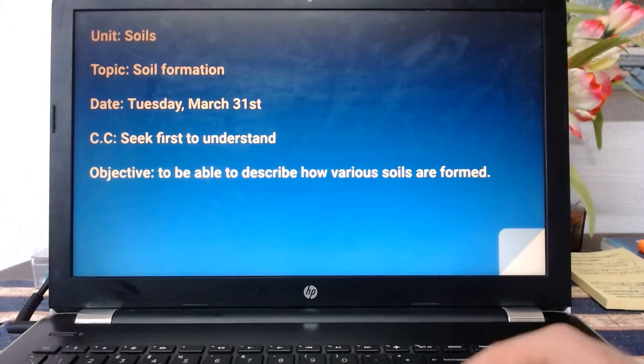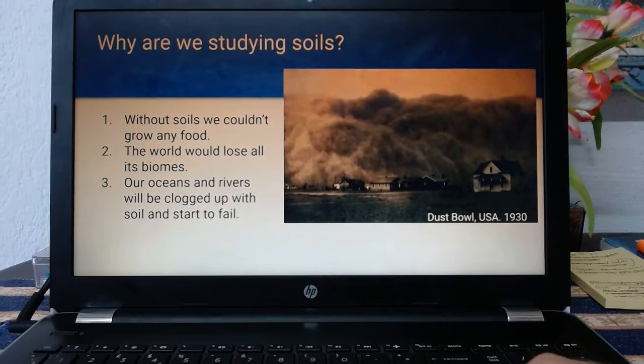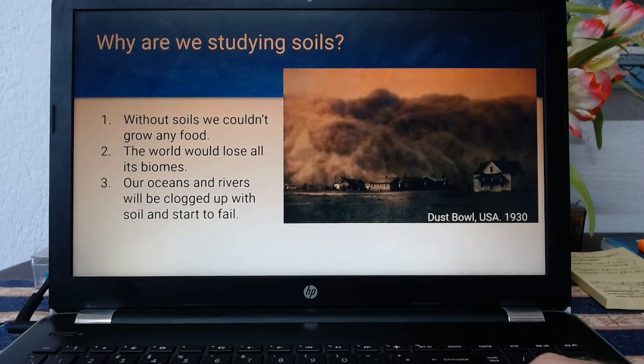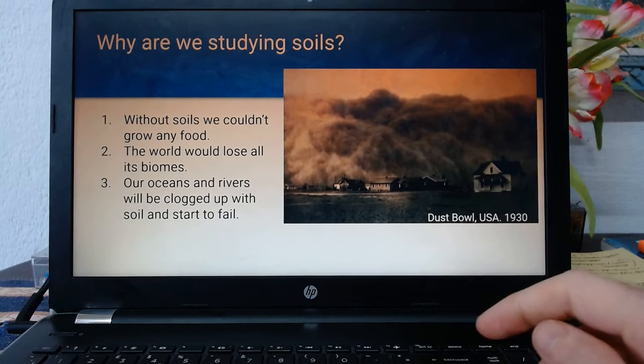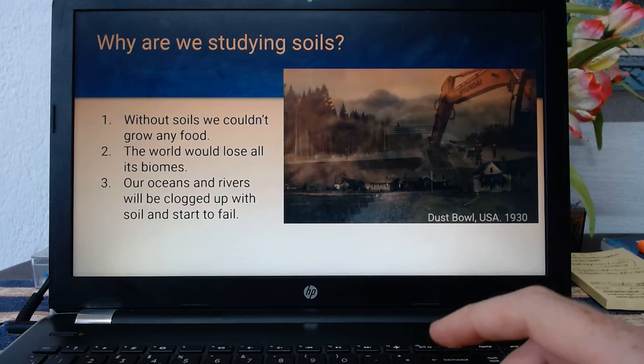So first thing, why soils? Three things. Without soils we couldn't grow any food, we would be dead. The world would lose all of its biomes and diversity, its different ecosystems and biomes. Our oceans and rivers will be clogged up with soil and start to fail. So pretty much the whole world will get messed up. We will look at the Dust Bowl in America, what happened to the soils there.